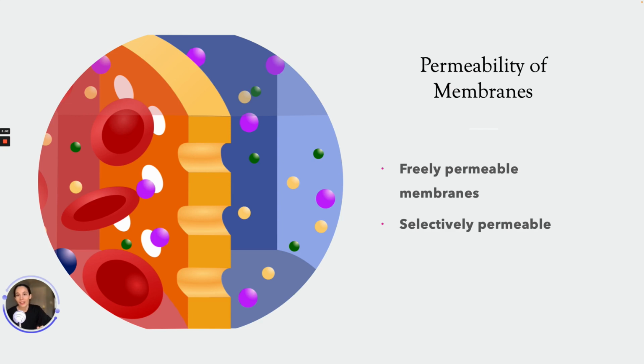So the permeability of membranes, there are freely permeable membranes which allow most any food or waste substance to pass through, and there's selective permeability. So these cell membranes are selective, meaning that each cell membrane allows only certain specific substances to pass through.